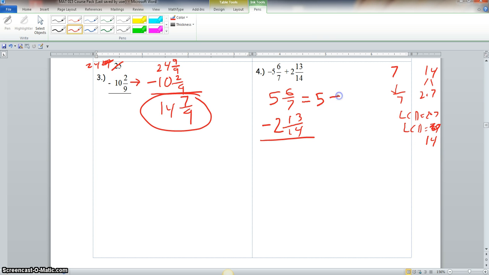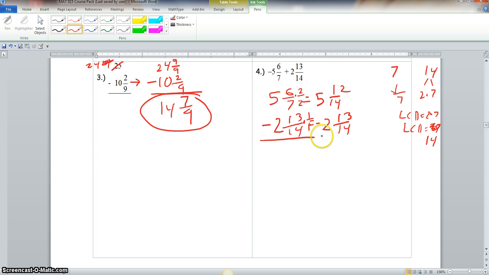This would be 5. Our denominator would be 14. Minus 2. Our denominator would be 14. So we know 14 divided by 14 is 1. So we'll multiply the numerator and denominator by 1. And that will give us 13. 14 divided by 7 is 2. So we'll multiply our numerator and denominator by 2. And that will give us 12.